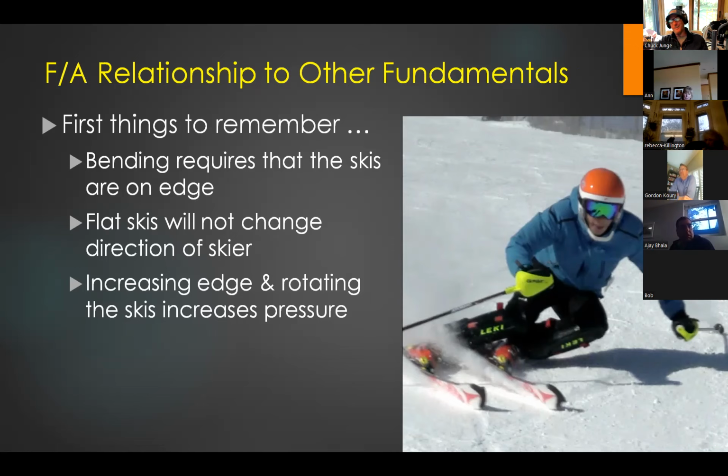And again, there's two different kinds of pressure. There is the pressure that we feel, and then there is the physics pressure, which is force over a surface area. So as we put the ski more and more on edge, that decreases the surface area and you feel more force along that smaller area. I understand that, but I don't understand how rotation increases the pressure.